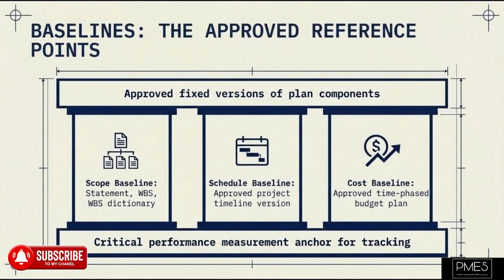Baselines represent the approved versions of certain components of the project management plan. The three most important baselines are the scope baseline, the schedule baseline, and the cost baseline. The scope baseline includes the project scope statement, the work breakdown structure, and the work breakdown structure dictionary. The schedule baseline is the approved version of the project schedule, and the cost baseline is the approved version of the time-phased project budget.